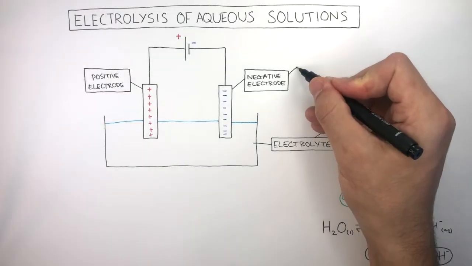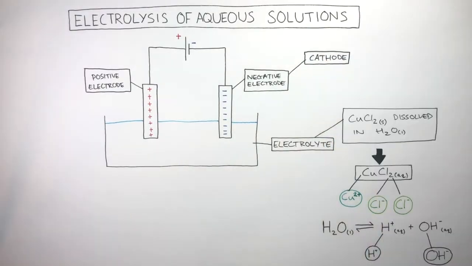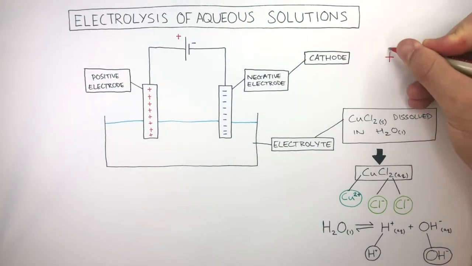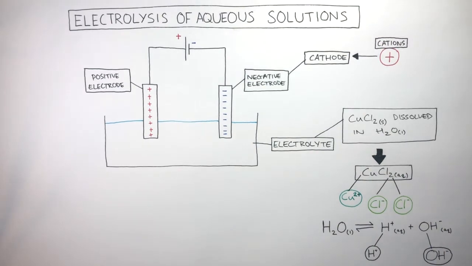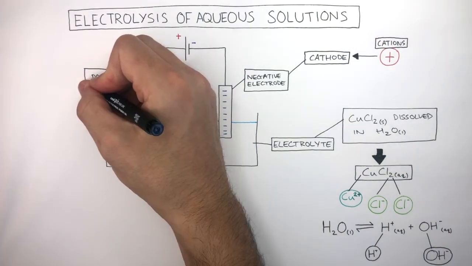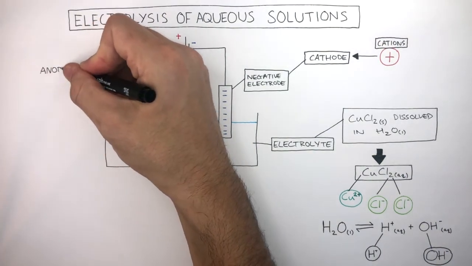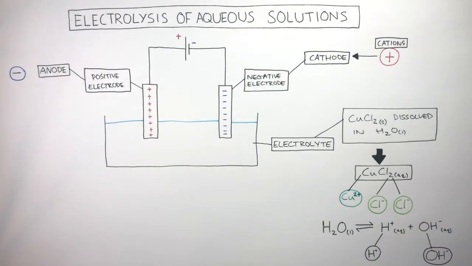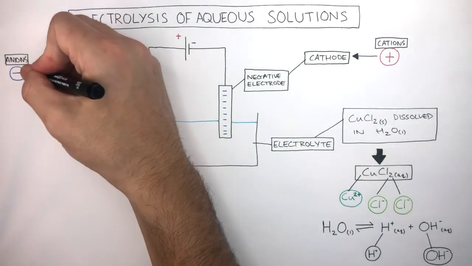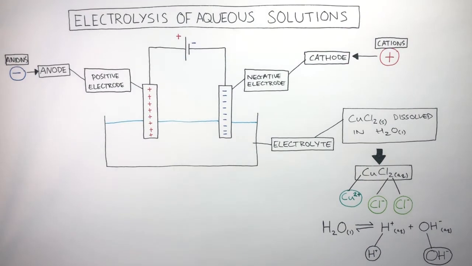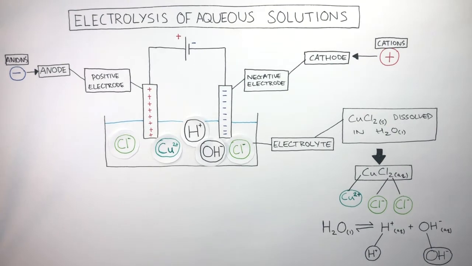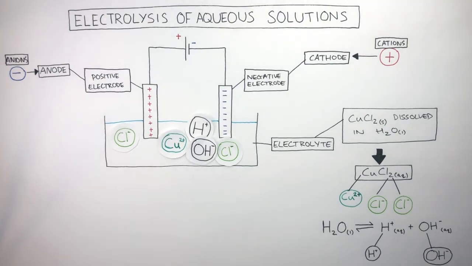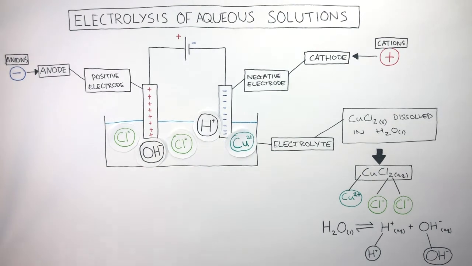The negative electrode is known as the cathode, in which the positive ions, known as the cations, are always attracted to. And the positive electrode is known as the anode. The negative ions, known as anions, are always attracted to the anode. So what happens in the electrolyte is the positive ions move towards the cathode, and the negative ions move towards the anode.